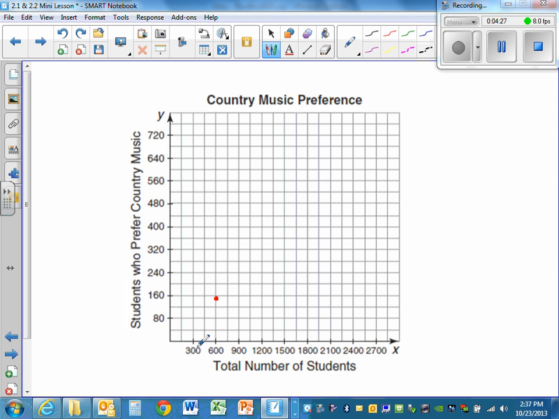For the next one, there are 1,200 students, and 300 of them like country music. And keep going up in the same fashion. So for the next one, 1,800 total students, 450 like country. You and your table need to finish this chart and then do the rest on page 71.